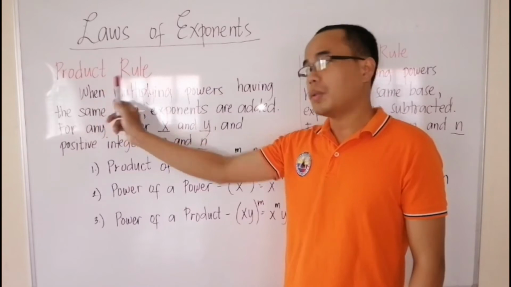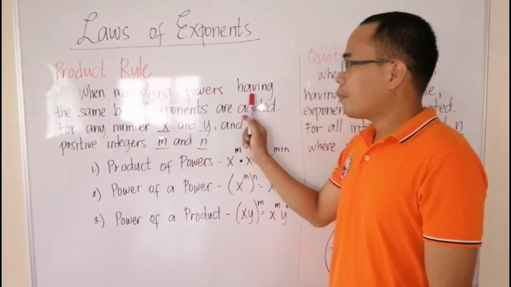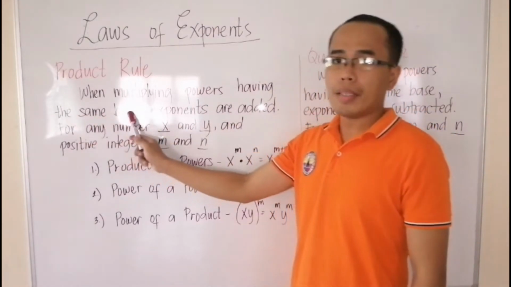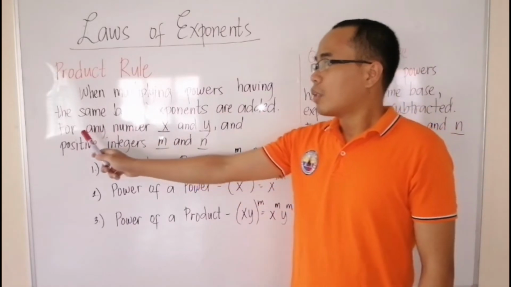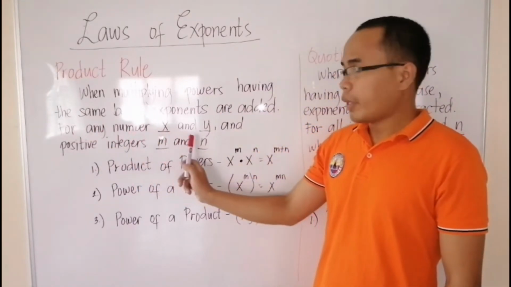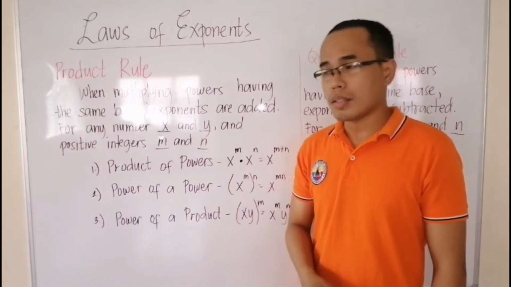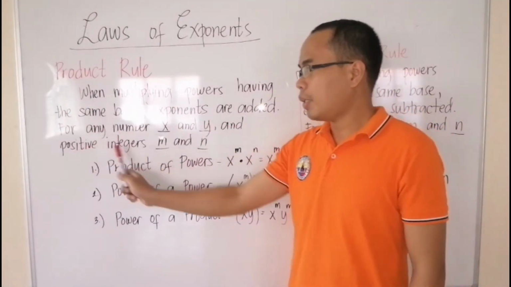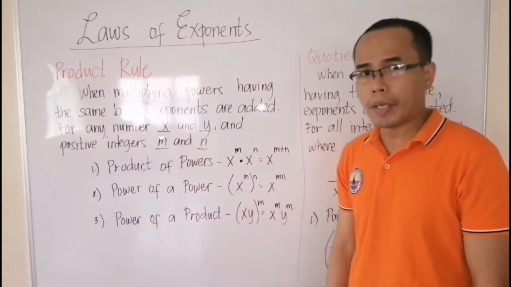First is the product rule. When multiplying powers having the same base, exponents are added. For any number x and y, so x and y represent any variable or a constant, and the positive integers m and n represent an exponent.